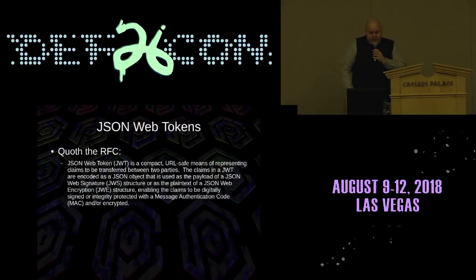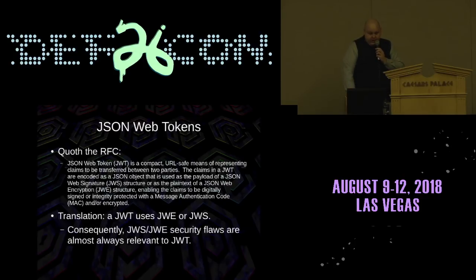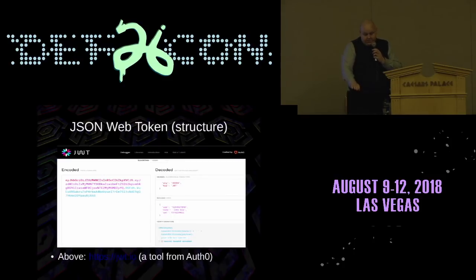If you look at the RFC, you can see a lot of text that explains pretty much what I just said. The important thing is that a JWT, pronounced JOT, uses either encryption or a signature algorithm. So consequently, if there's a JWS or JWE vulnerability, it probably applies to your JWT library. There are implementations of JSON web tokens in pretty much every language. Most developers use them whether they realize it or not. And here's what they look like. You have a header, you have the message, and then you have your signature.